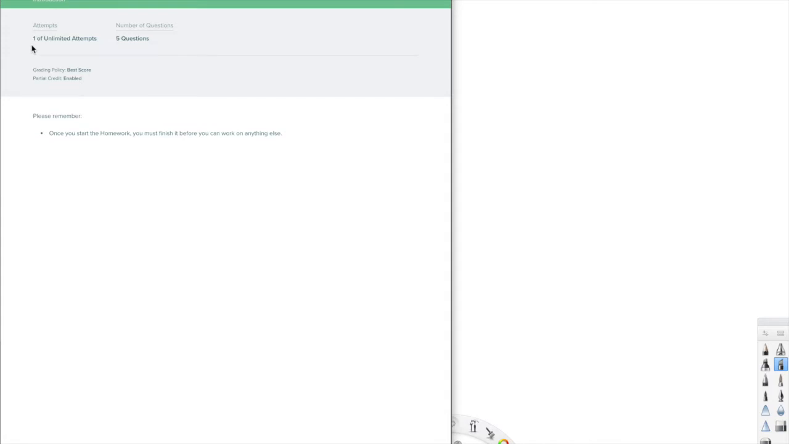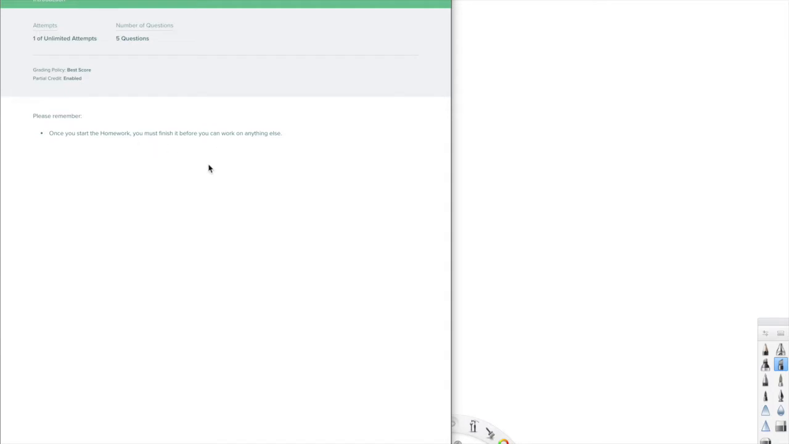The number of attempts is always unlimited, and that's true for homework, tests, and quizzes. Number of questions just tells you how many are on this particular assignment. Grading policy is always best score, so whichever attempt is the best one is the one you keep. Partial credit is enabled, so if you answer 1 of 5 questions correctly, you get credit for the one question or however many you answer correctly. Please remember, once you start the homework, you must finish it before you can work on anything else.